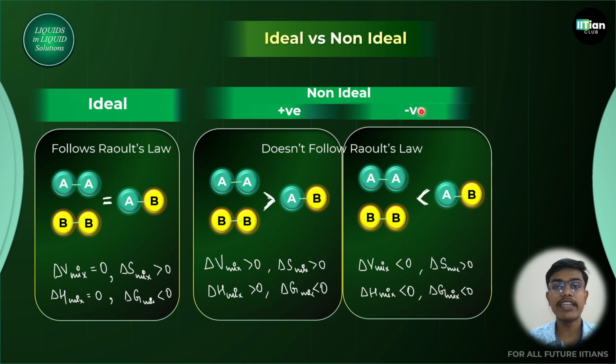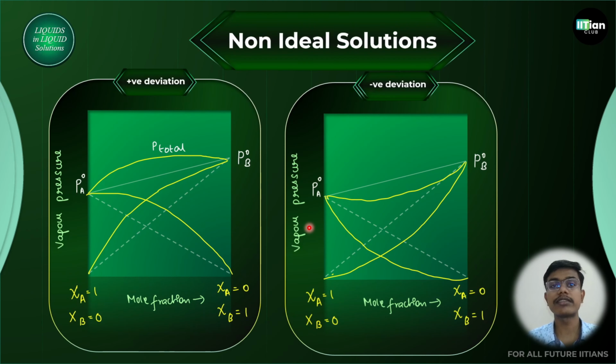And when it comes to the non-ideal case, there are two cases as I mentioned. The first one is the positive deviation. In positive deviation, after we form a solution of A and B, the interactions between A and B are less than the interactions between A-A and B-B. When this happens, the A and B molecules are free to rise up from the liquid, so they will easily convert to vapor. When they easily get converted to vapor, the vapor pressure also increases. That's what this diagram says.